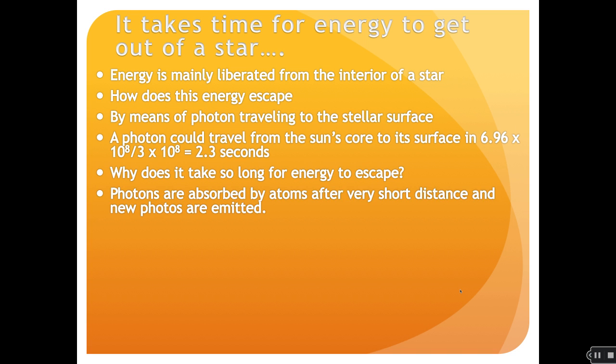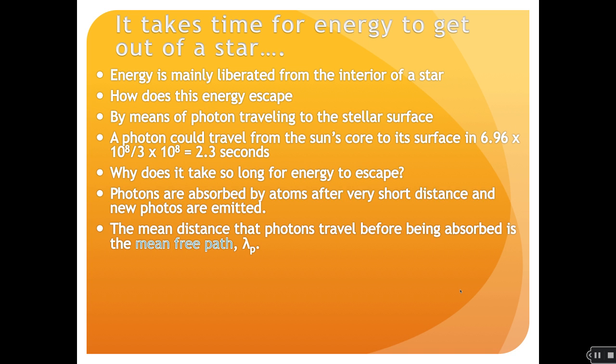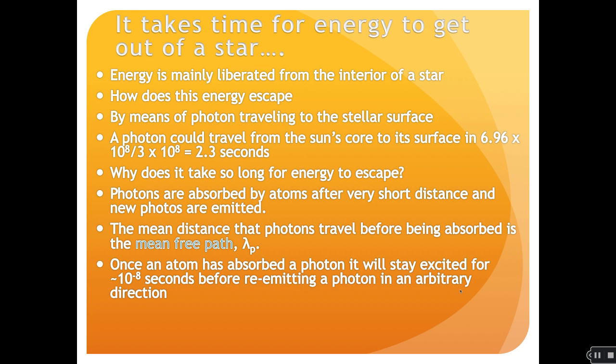So how long does it take for the energy to escape? Well, the photons are going to be absorbed by atoms or bounce off of atoms or electrons a very short distance after they're emitted. And so photons don't take a straight path to the surface. What we have is a mean free path. That is, it'll go a different distance each time. A new photon is emitted, then absorbed by the next atom, and then emitted again. But it's going to have an average distance it can go, and that's the mean free path.